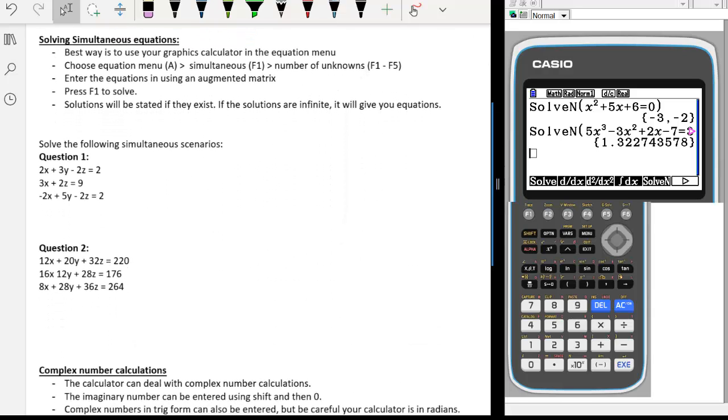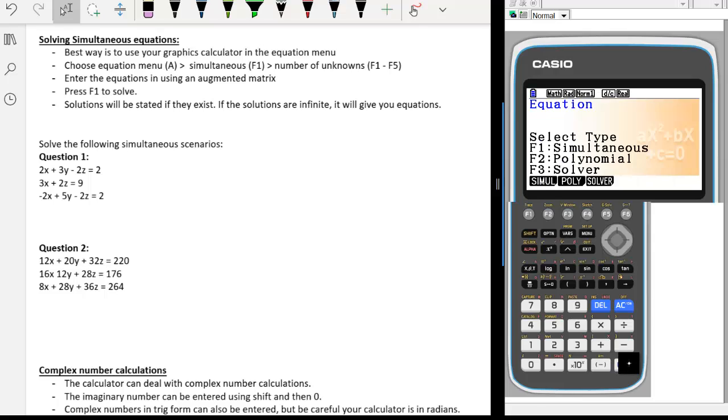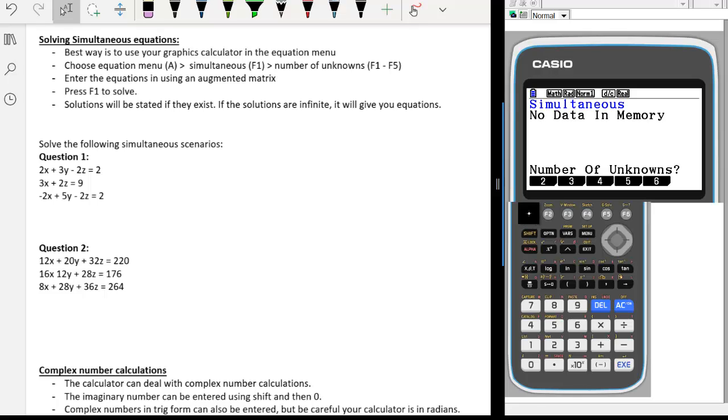The second thing we're going to look at is solving simultaneous equations. We've been doing this a lot by hand, but obviously we want to have a process where we can do it on the calculator as well. This will be done in the menu equations. So if we go menu equations, we'll have the option to choose F1 for simultaneous, and then for however many unknowns we have, we can select that. For these two scenarios, I've got 3 unknowns, so x, y, and z. As long as we can enter it in as an augmented matrix, it'll be nice and easy.